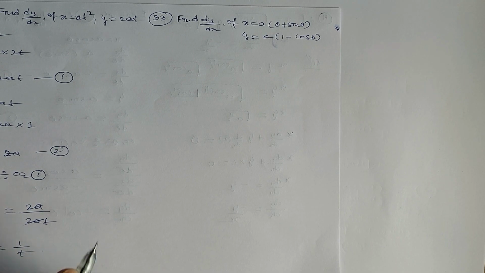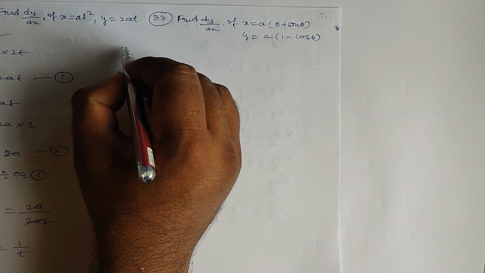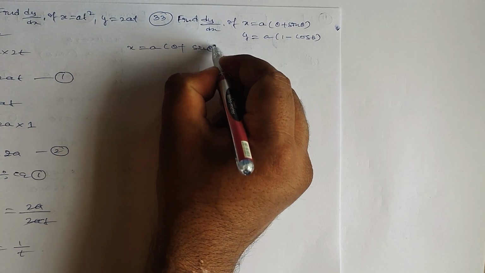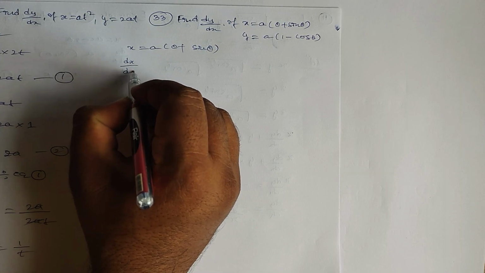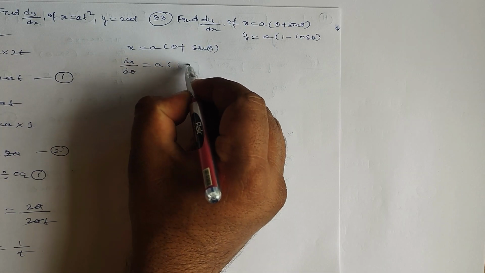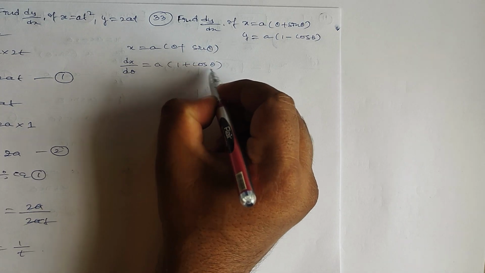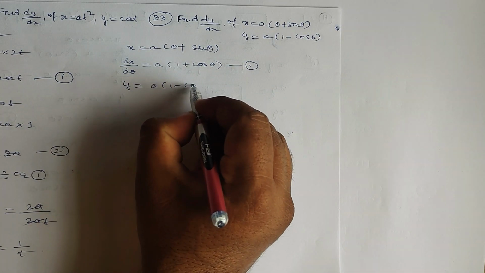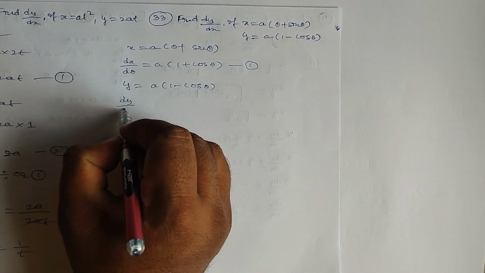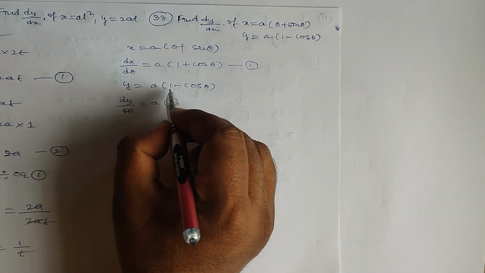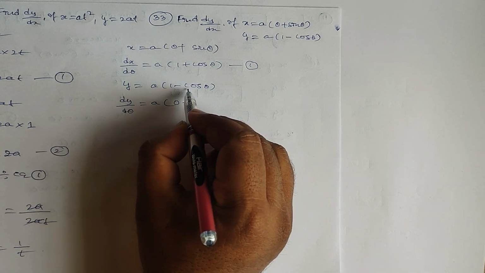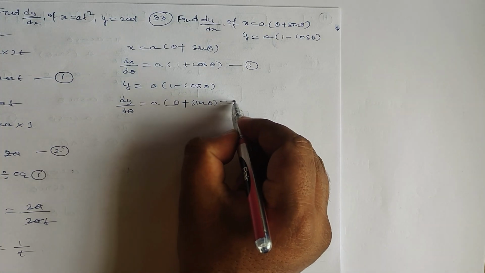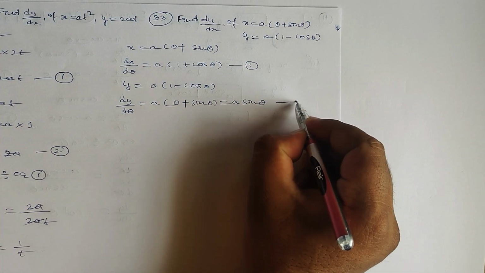Example 33. Find dy by dx if x is equal to a theta plus sin theta. Now differentiate with respect to theta. dx by d theta equal to a constant, theta derivative 1, sin theta derivative becomes cos theta. Say equation number 1. So y equal to a into 1 minus cos theta. Differentiate with respect to theta. dy by d theta equal to a constant, derivative of 1 becomes 0 minus derivative of cos theta, which is minus sin theta, minus minus plus sin theta. That is equal to a sin theta. Say equation number 2.